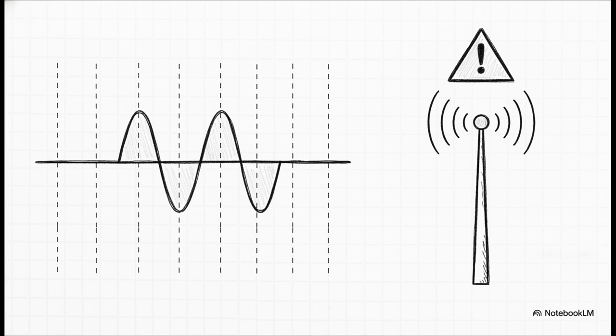Now pay attention, because here is the major trip-up zone. Do not, under any circumstances, confuse the Nyquist rate, which is 2 FM, with the Nyquist interval, which is the inverse, 1 over 2 FM. They love testing that distinction.